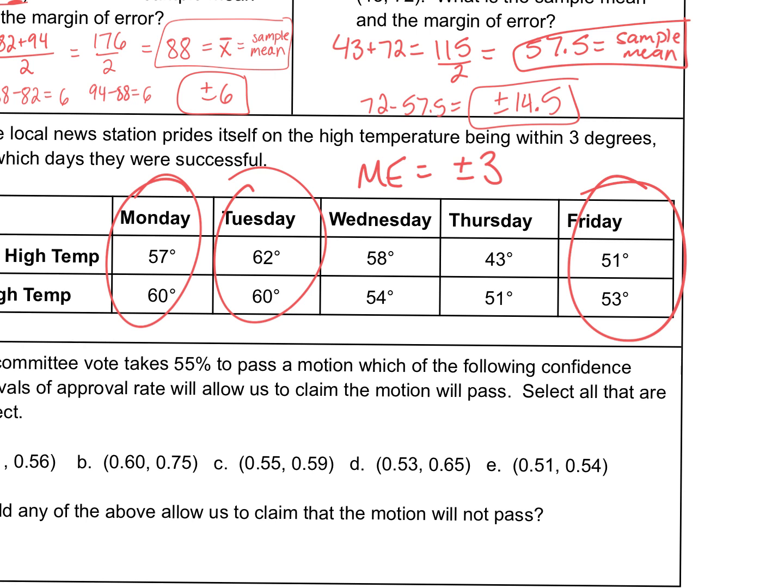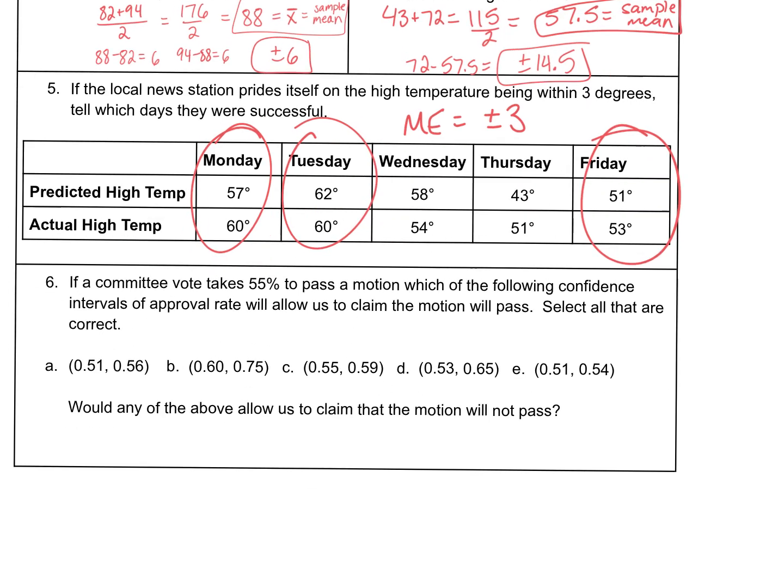So, any questions there? Is that just an example of how we could use margin of error in real life? Do you think most weather stations can say that they're usually within 3 degrees? Probably not, at least not around here.